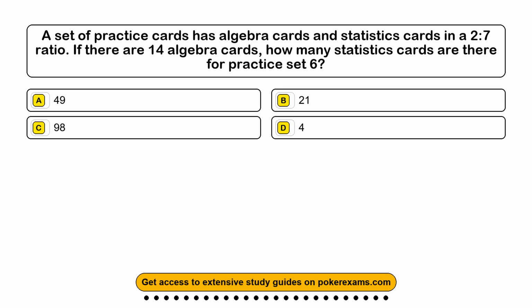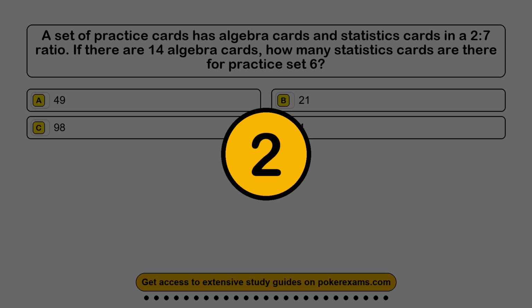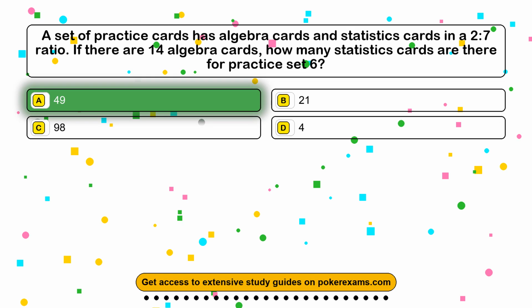Question 4. A set of practice cards has algebra cards and statistics cards in a 2:7 ratio. If there are 14 algebra cards, how many statistics cards are there for practice set 6? Option A, 49. Option B, 21. Option C, 98. Option D, 4. The correct answer is option A, 49.